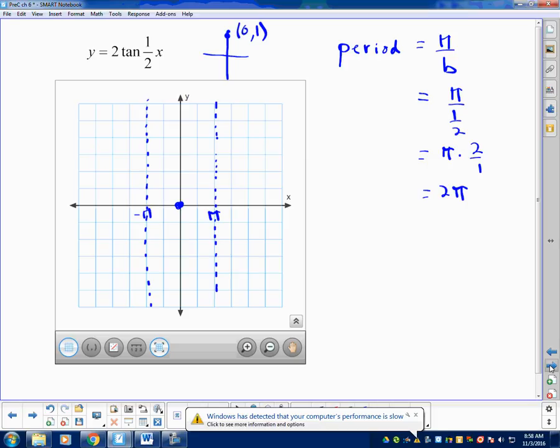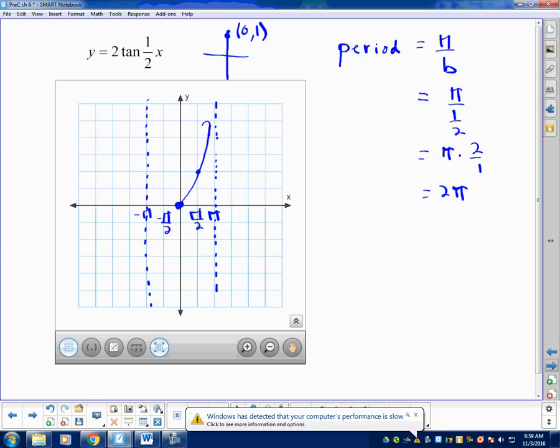Let's put in pi over 2, halfway in between that and negative pi over 2. So when I plug in pi over 2 here, it's tangent of pi over 4, and tangent of pi over 4 is 1. And then 1 times 2 is 2. So at pi over 2, I'm all the way up at 2 already, so it looks like this.